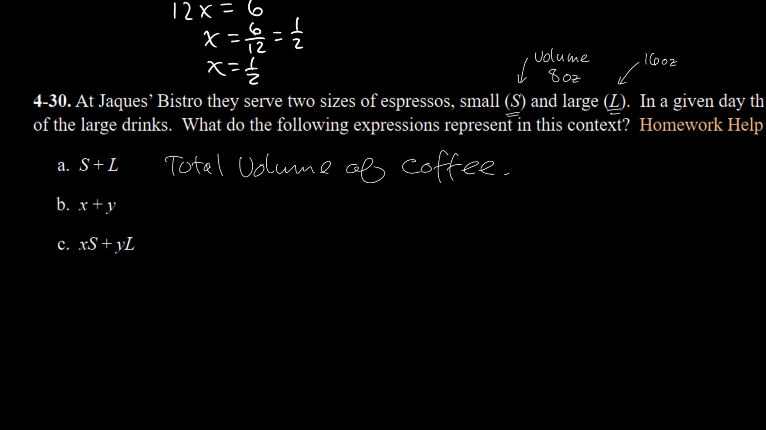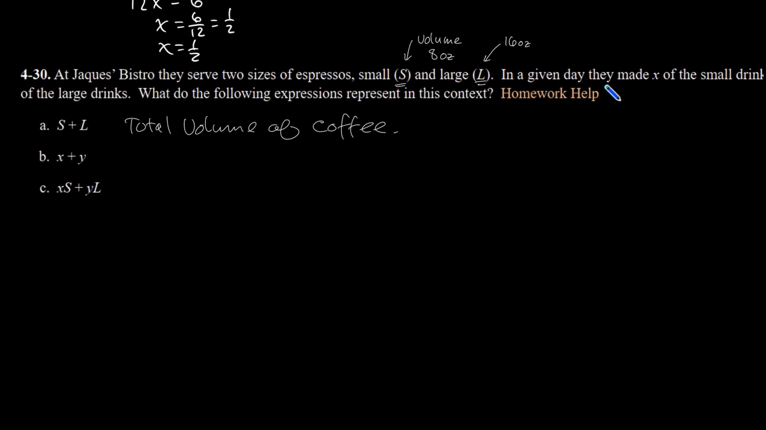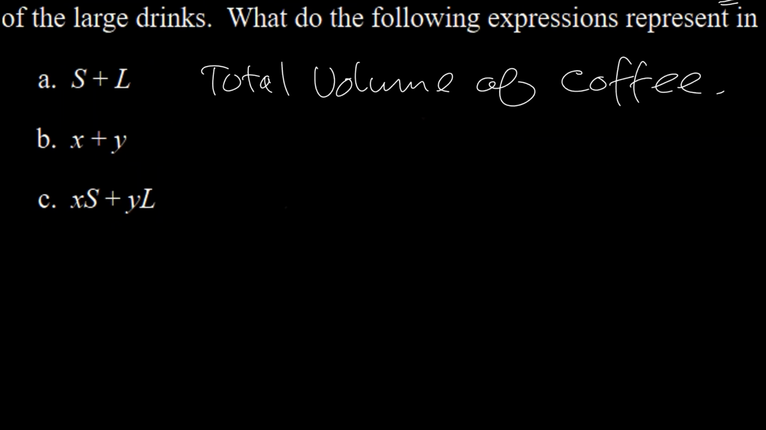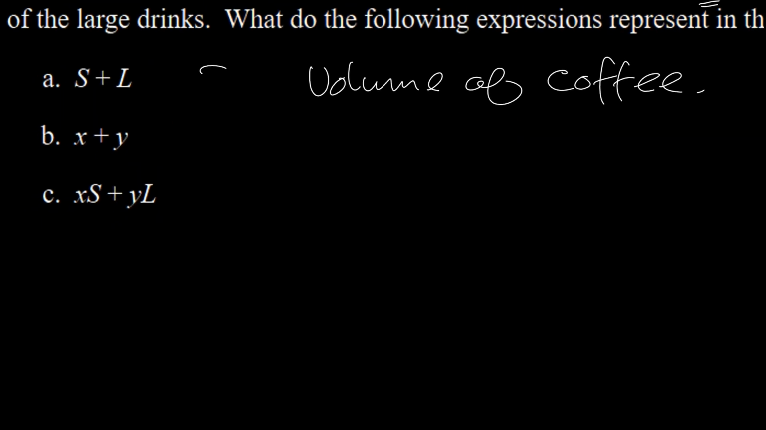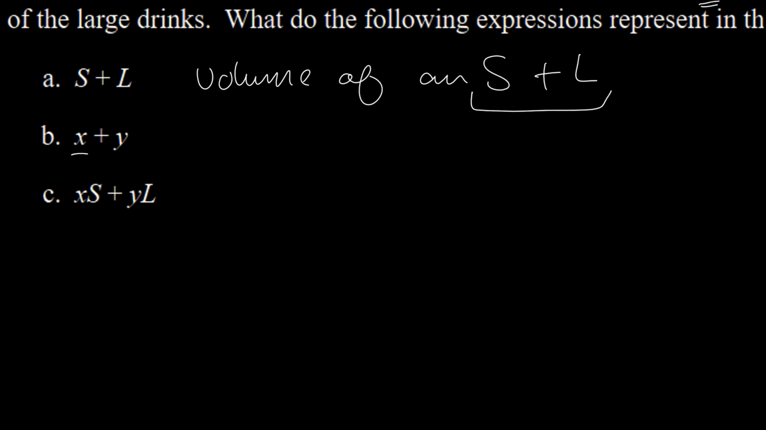right? And then in a given day, they made X of the small drinks and Y of the large ones. So this right here would be, well, actually, this is not the total volume of coffee. All S plus L is, that's just the volume of a small drink plus a large drink. So if that was 8 and 16, that would just be 24. That's all that is.